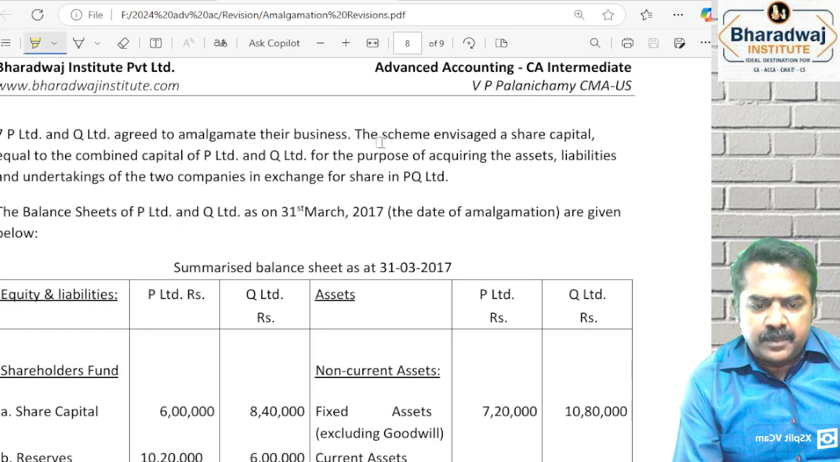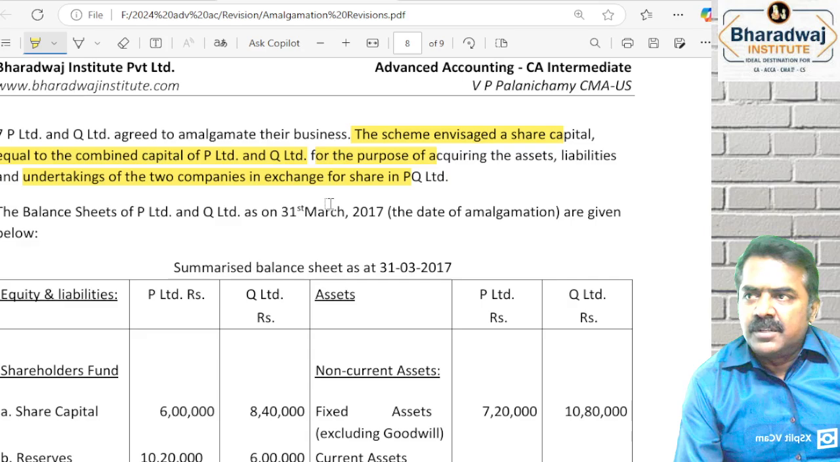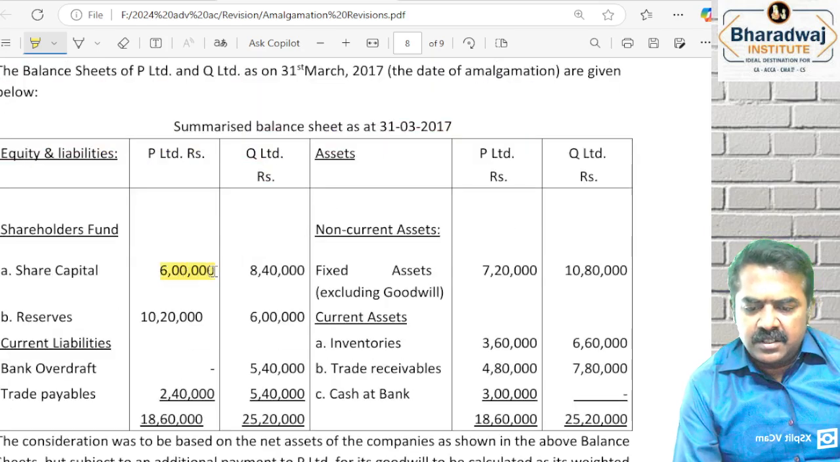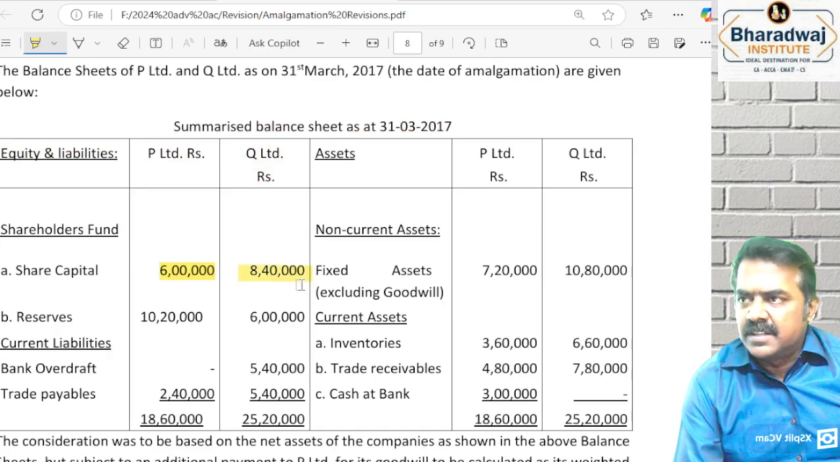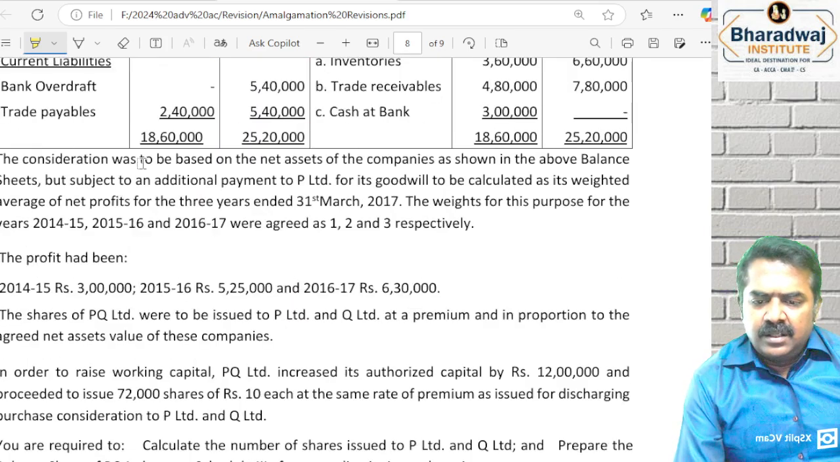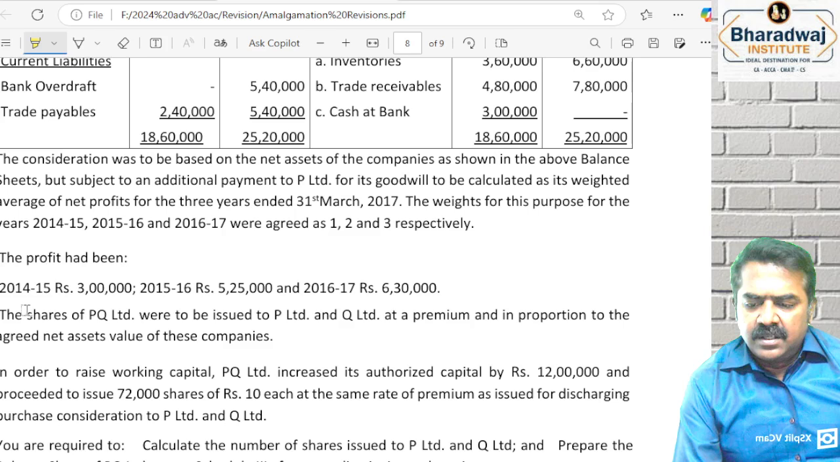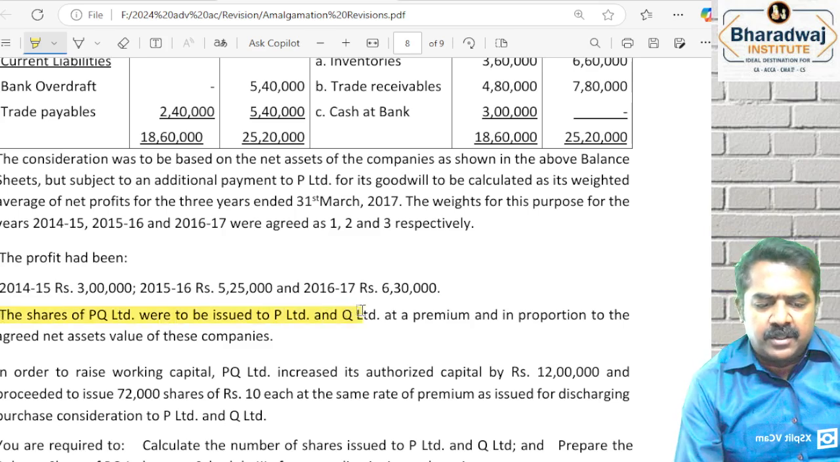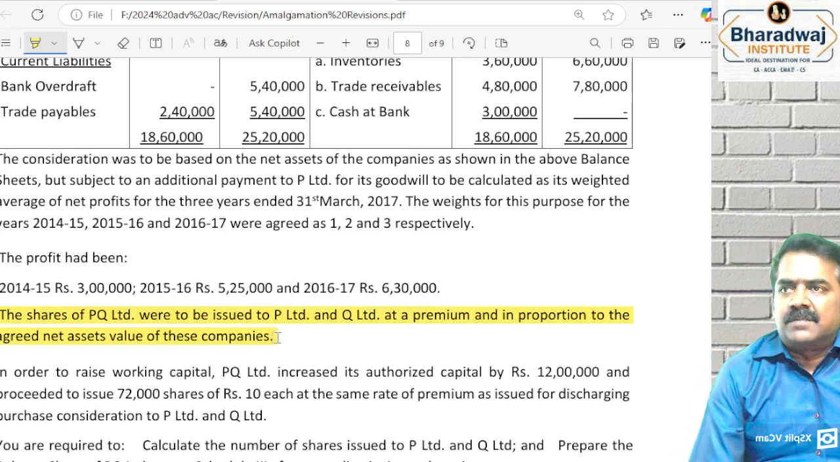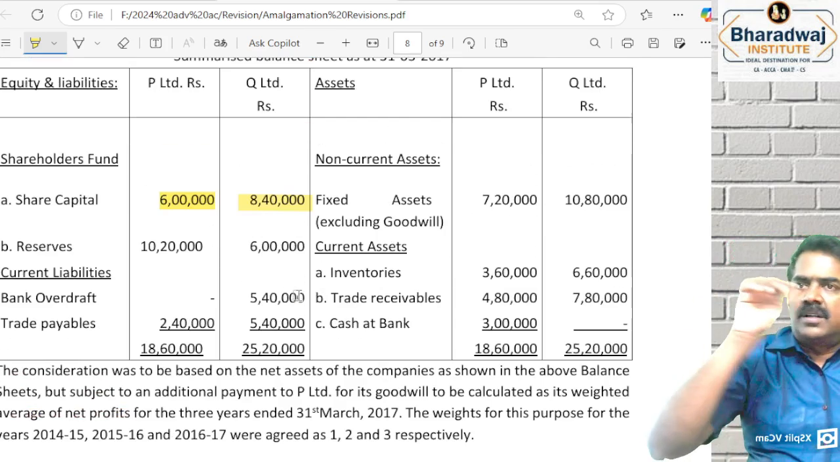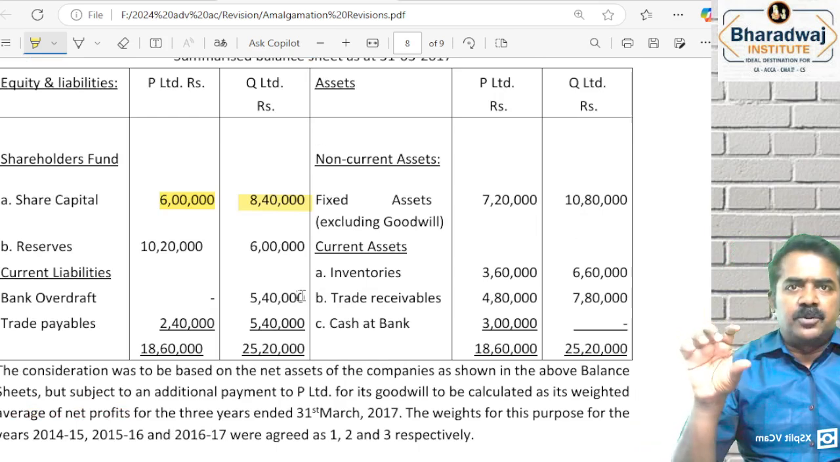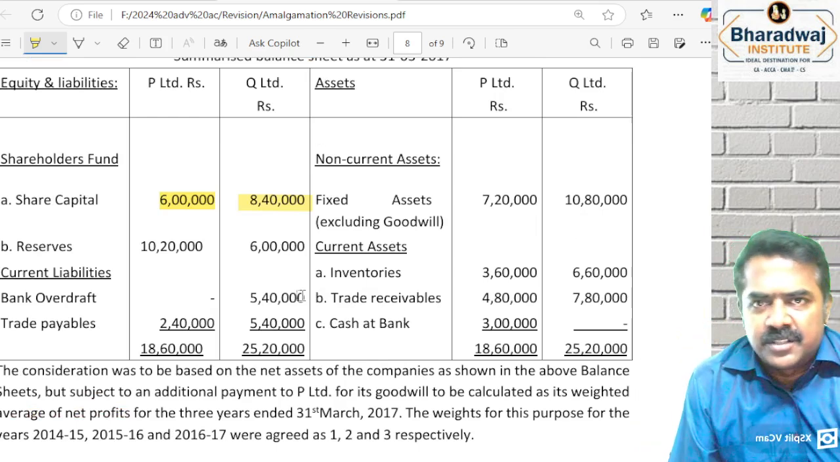Purchase consideration is given in the problem. Equal to the combined capital of which companies? P Limited and Q Limited. Purchase consideration is 6 lakhs plus 8,40,000. The consideration was based on net assets of the company, subject to additional payment for goodwill. The shares of PQ Limited will be issued to P Limited and Q Limited in proportion to what? Net assets of the companies. Simple. Work out assets minus liabilities, net assets. You will get the proportion here. In that proportion, shares will be allotted.